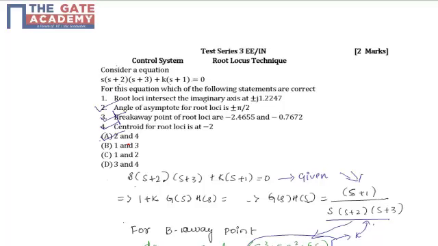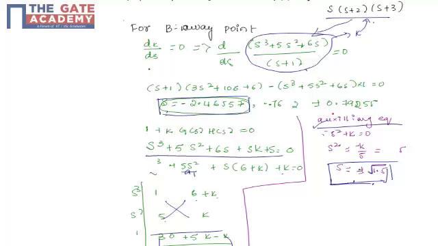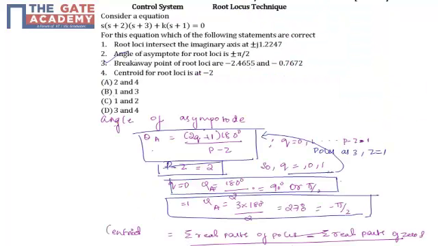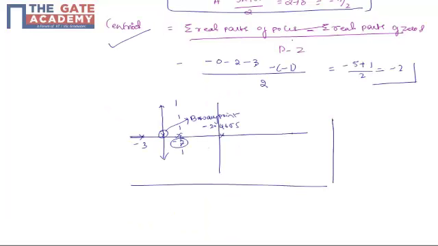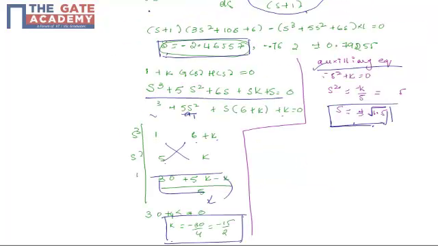So from this question we learned how to find out the breakaway point, how to find the point where the root locus intersects the imaginary axis, how to find the angle of asymptote and centroid, and how to plot it. So the answer is A. Thank you.